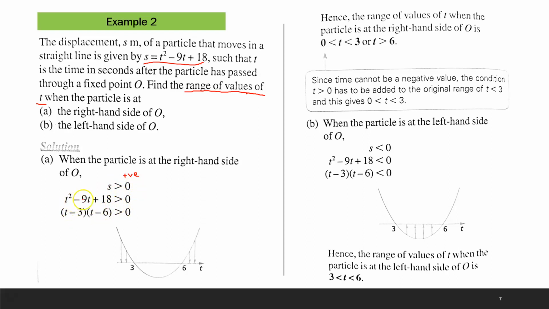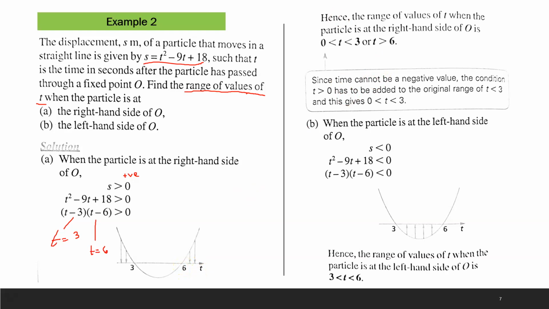Okay, so you have the quadratic and then you factorize it into this one. So you get t equal to 3, and the other one is t equal to 6. Alright? So you have two values of t, one here, 3, and the other here, 6.